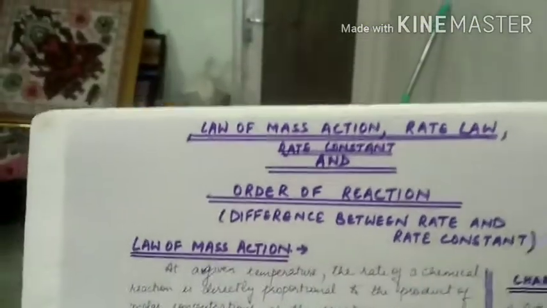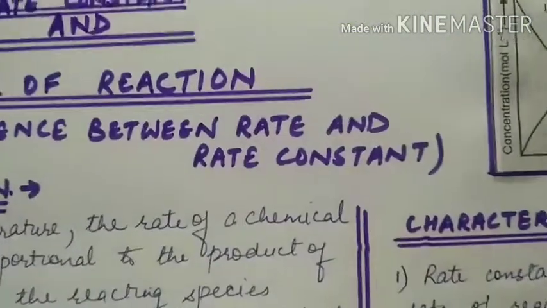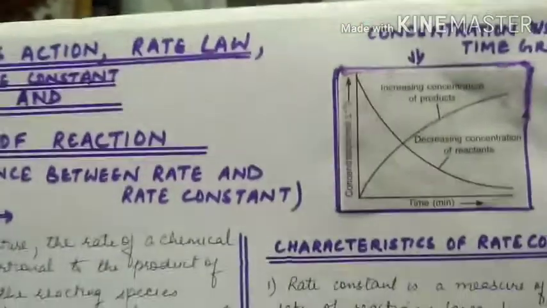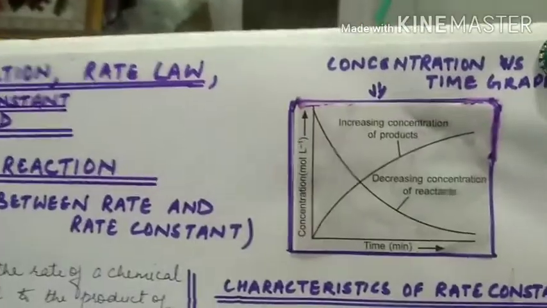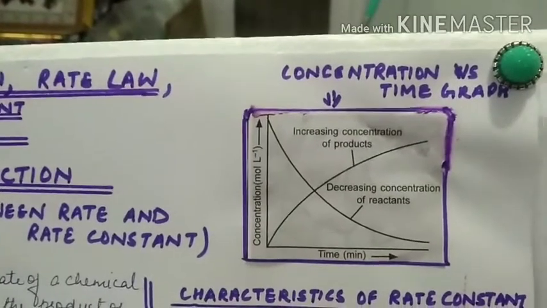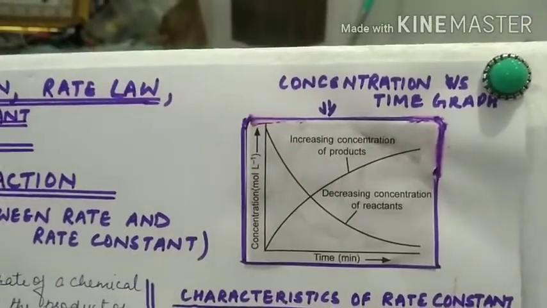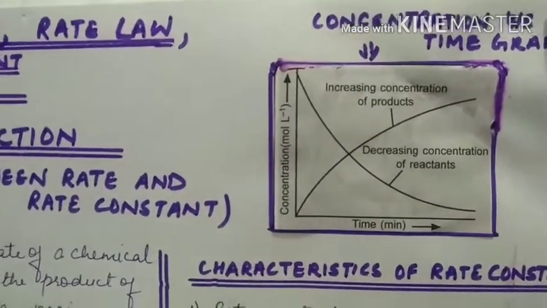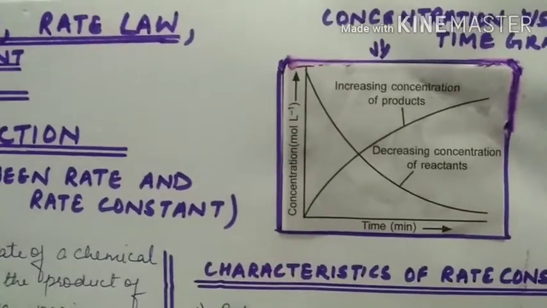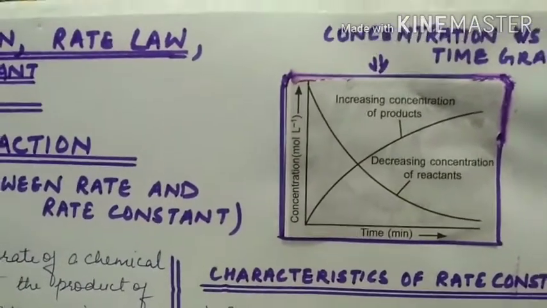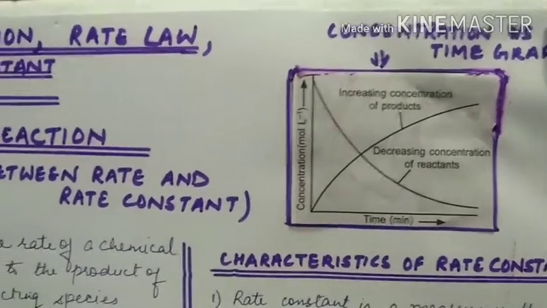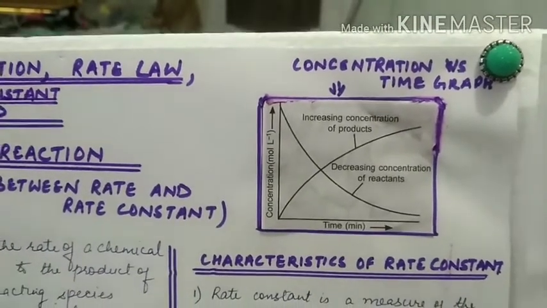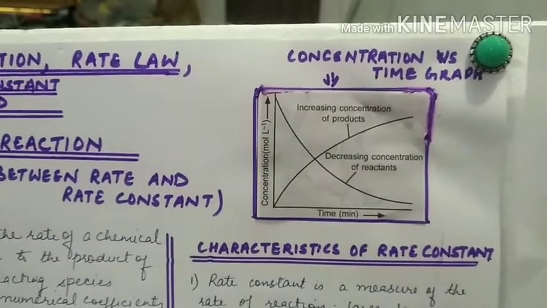While we were doing the factors determining the rate of reaction, we had studied that rate is proportional to the concentration. So let us see this concentration versus time graph. You can see that for reactants the graph is in a decreasing manner. Graph is going downwards, and for products the graph is going upwards. So concentration of products increases with time, whereas concentration of reactant decreases with time.